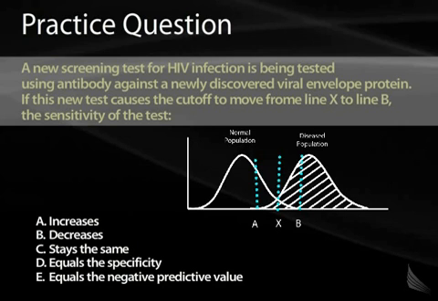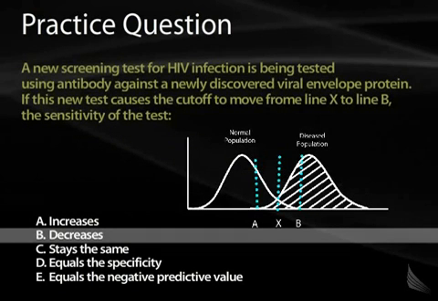In shifting the diagnostic threshold from X to B, one is raising the threshold by which one would call a test result positive. By doing that, you are more likely to miss real positives in the population. Therefore, you are decreasing the sensitivity of this test. So the answer here would be B. By the way, you are also increasing the specificity of the test because you're making it less likely that you would make a determination that somebody has the disease when they in fact do not.